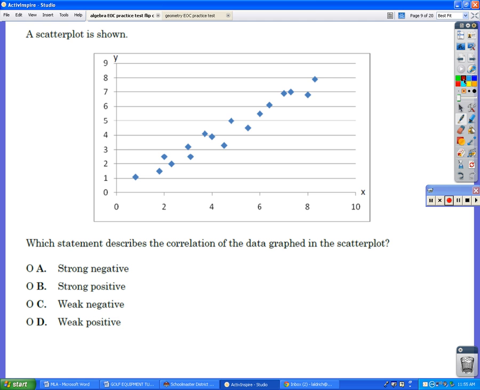A scatter plot is shown. Which statement describes the correlation of the data graph? Weak positive. It should be strong positive. That's pretty linear. That's a pretty good straight line. Weak is going to be more spread out than that. Trust me. So this is a strong positive. Strong because they're fairly well grouped, and positive because they are sloping upwards. Okay? Weak positive would look more like this. It'd be still going generally up, but it'd be kind of a wider band of dots. Okay?